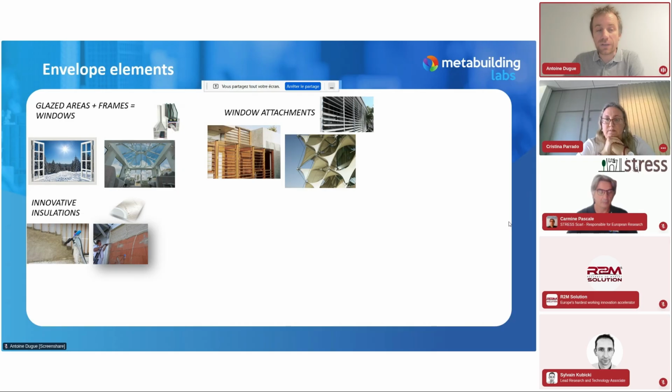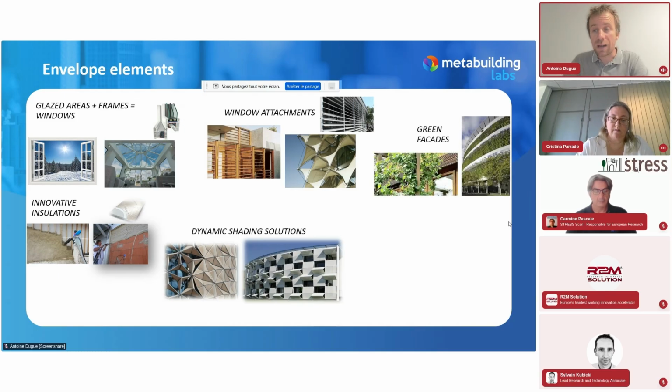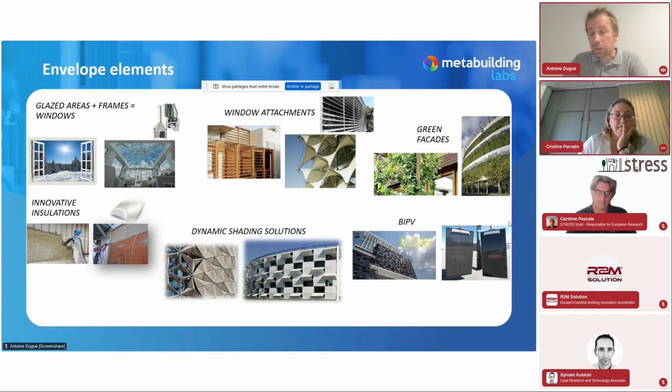You'll also have innovative solutions such as phase change materials integrated in materials or vacuum-based insulation, all those potential solutions. You'll have shading solutions that are dynamic with different kinds of controls. You'll have green facades. There are different types of those, either in front of glazing or directly installed on facades, on walls, on roofs, and also potentially BIPV.